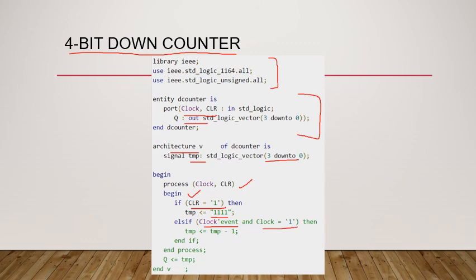We do TMP equals TMP minus 1. We update it in the negative direction because it must go from 15 to 14, 14 to 13 and so on. And finally we store the value of TMP into Q. So this is the manner in which we can write the VHDL code for a 4-bit down counter.